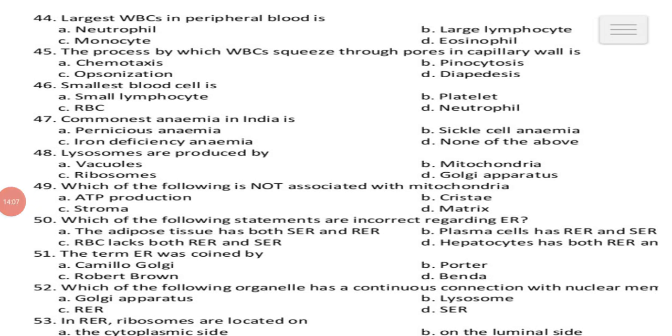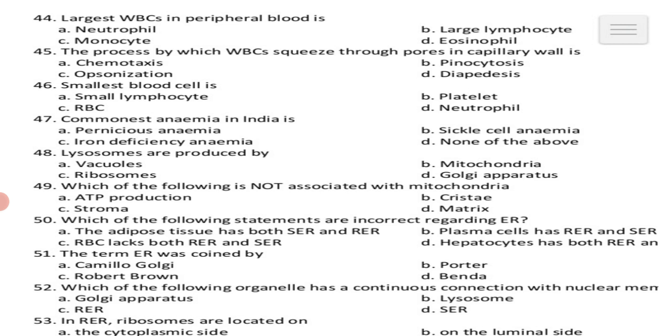Normally, the platelets are 1,50,000 to 3,50,000 per microliter of blood, and they are very small in size, up to 20% less than the size of an RBC. So the answer to question number 46 is option B, that is platelets.